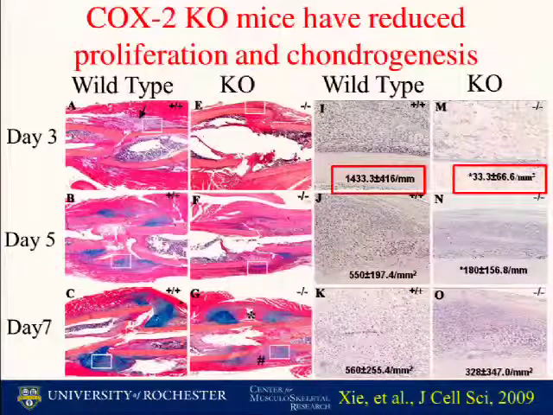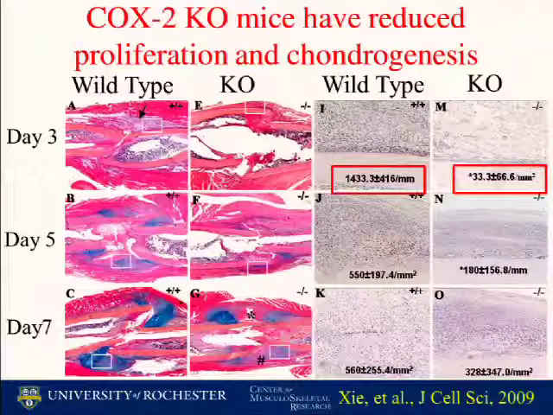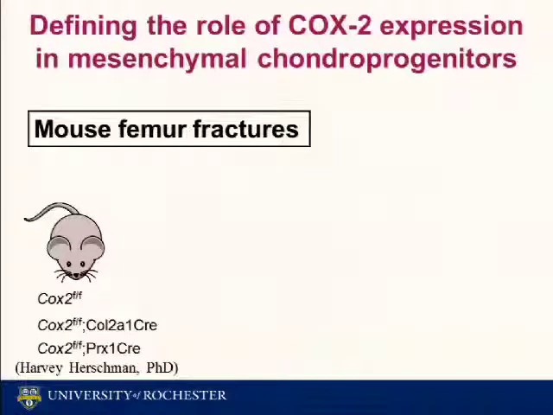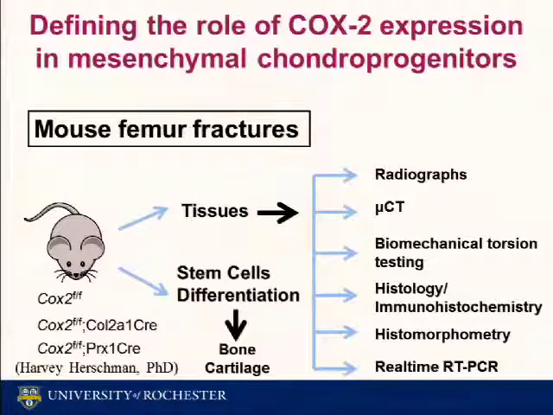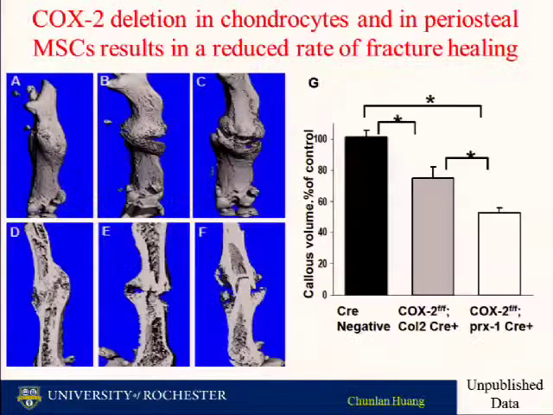In order to define the cell autonomous effect again of COX-2, we used the COX-2 floxed mice, and we crossed this with the COL2A1 Cre and PRX1 Cre. We obtained the COX-2 floxed mice from Harvey Hirschman, and we looked at the tissues, but we also looked at the stem cells and their ability to differentiate in cell culture. COX-2 loss of function in these periosteal progenitors results in reduced fracture healing. This is at day 14. The effect is most profound in the PRX1 Cre.